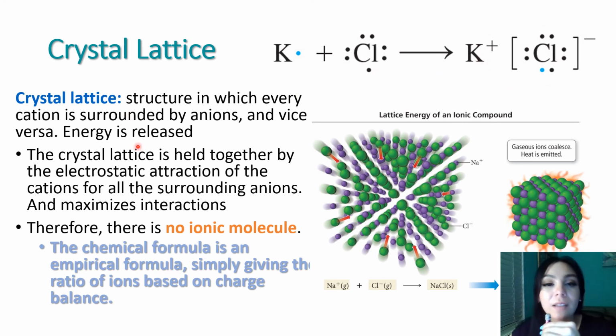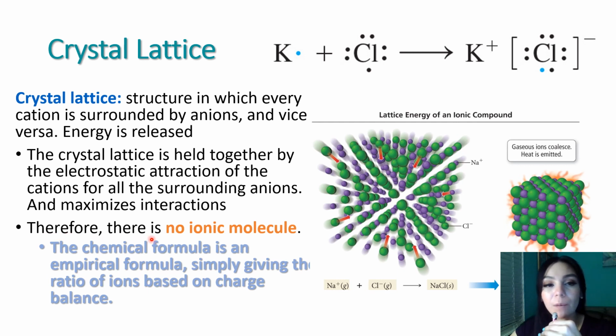Now how does this actually form? It forms through something called a crystal lattice. The crystal lattice is held together by the electrostatic attractions. Electrostatic just has to do with charges. So the fact that this turns positive and this turns negative, those are the electrostatic attractions. The way that this actually forms maximizes those interactions so that they can have the maximum possible interactions between the positive and the negative.